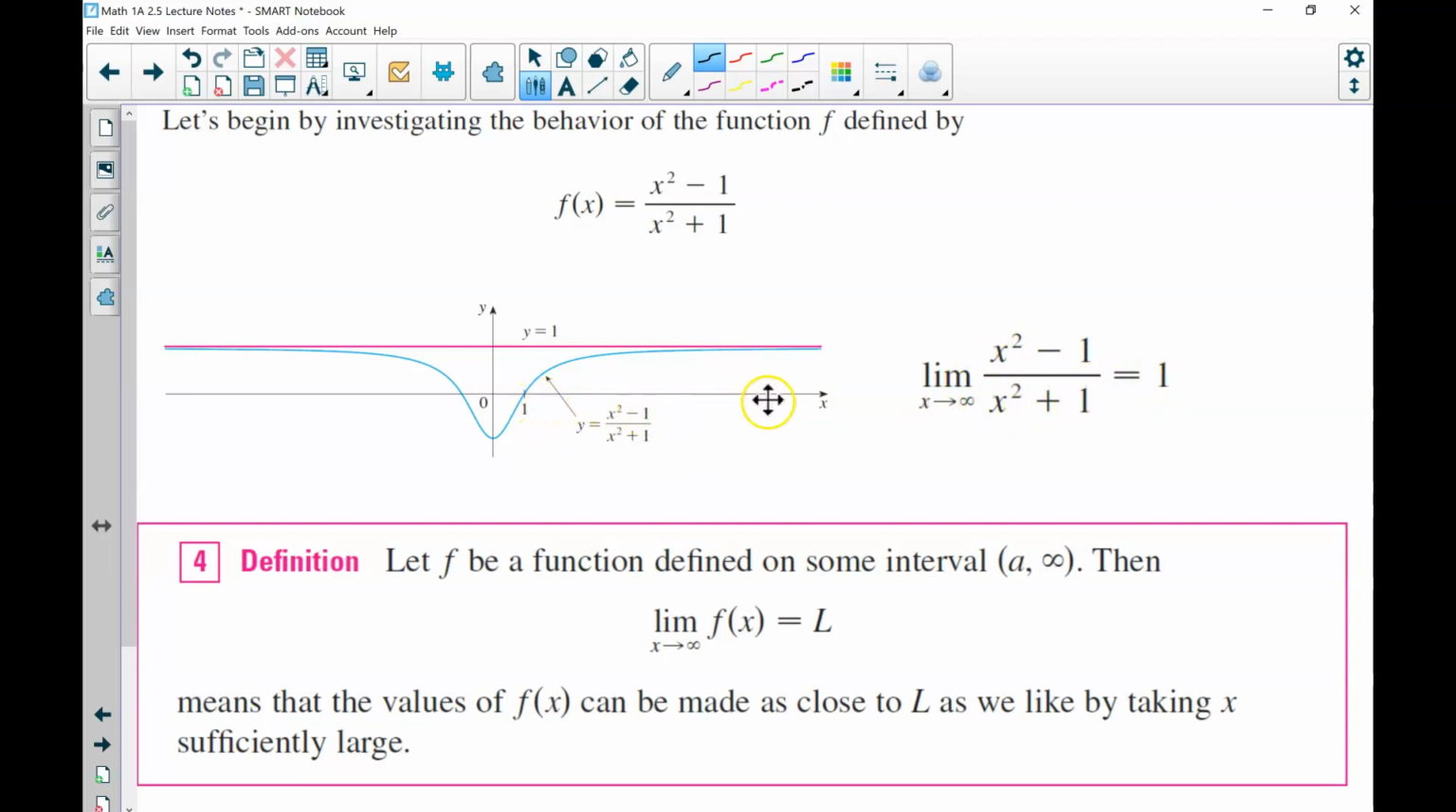Because as x is approaching infinity, as this function keeps going and going, it's not going to touch the horizontal axis, but it's approaching the value of 1, which gives us our next definition. So if we have a function f defined on some interval from a to infinity, then the limit as x approaches infinity of that function is equal to L, which means the values of the function can be made as close to L as we like by taking x sufficiently large.